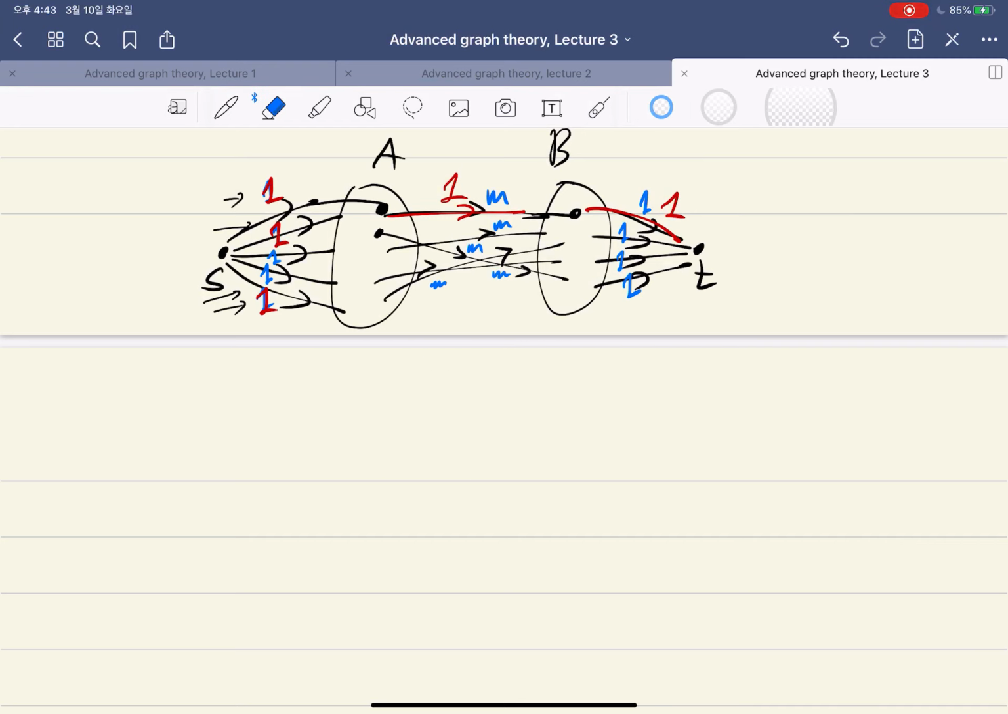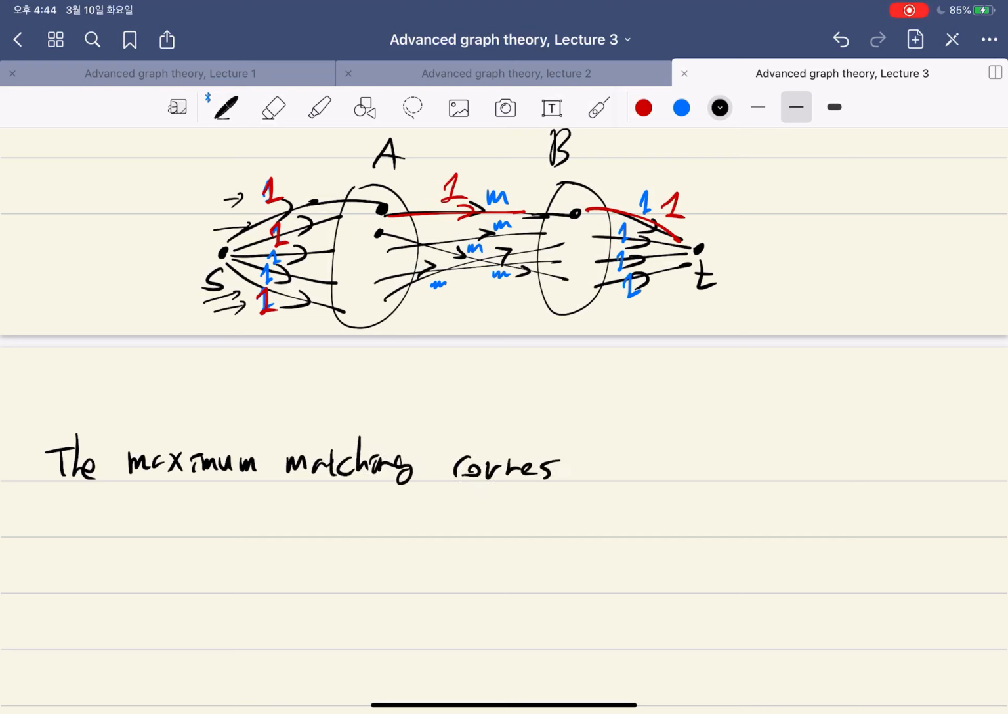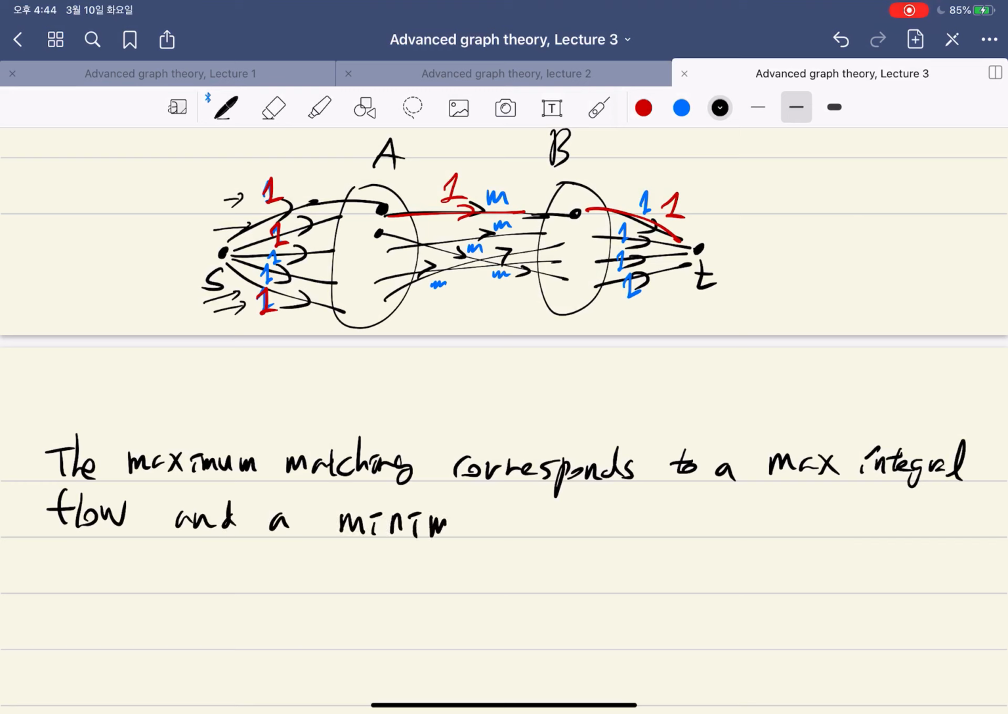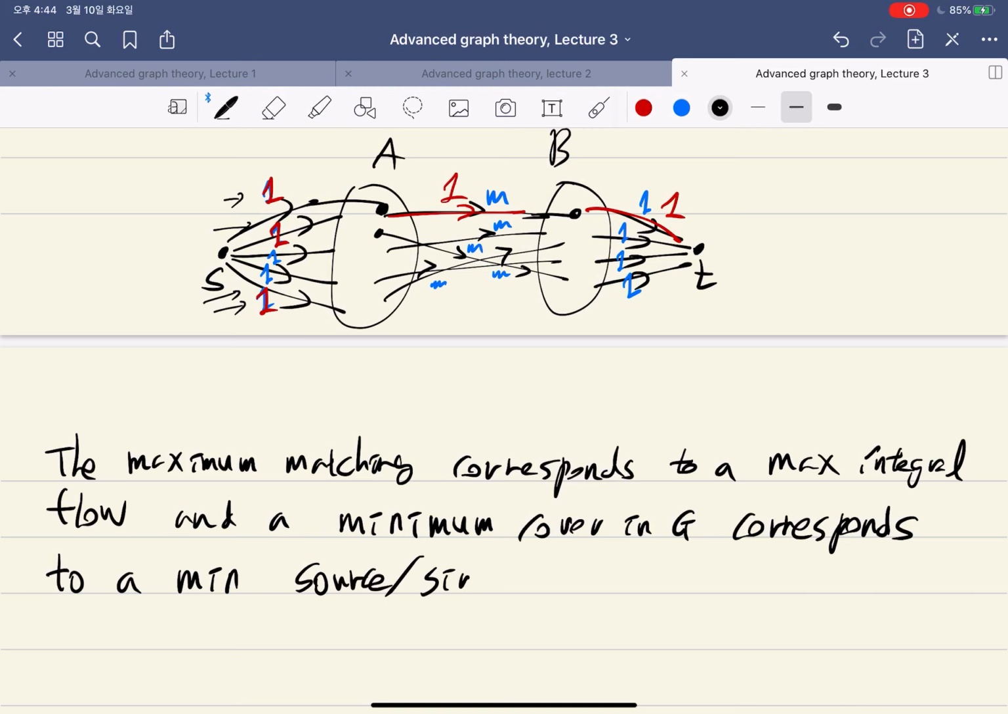The maximum matching corresponds to a maximum integral flow, and a minimum cut. Let's see what minimum cut corresponds to. To a minimum vertex cover.